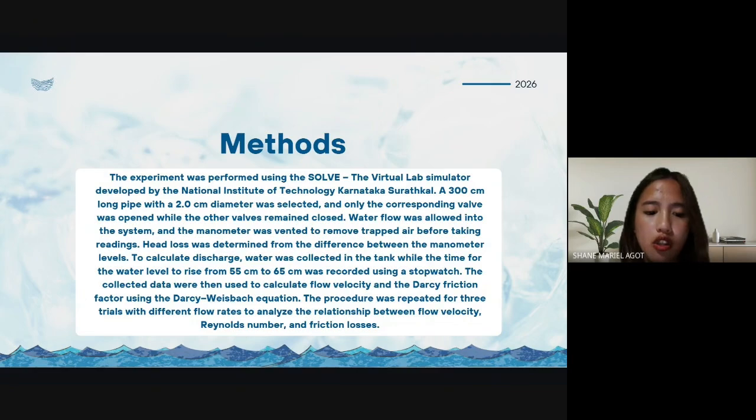To measure discharge, water was collected in the tank, while the time for the water level to rise from 55 centimeters to 65 centimeters was recorded using a stopwatch. Using the collected data, the flow velocity and Darcy friction factors were calculated through the Darcy equation. This procedure was repeated for 3 trials with different flow rates to observe the relationship between flow velocity, Reynolds number, and the friction loss.